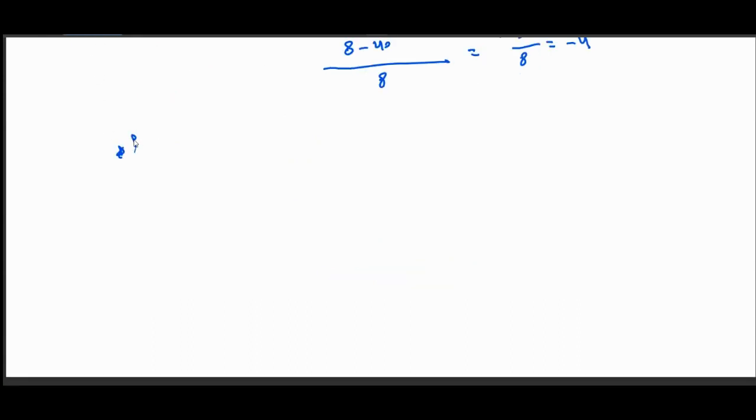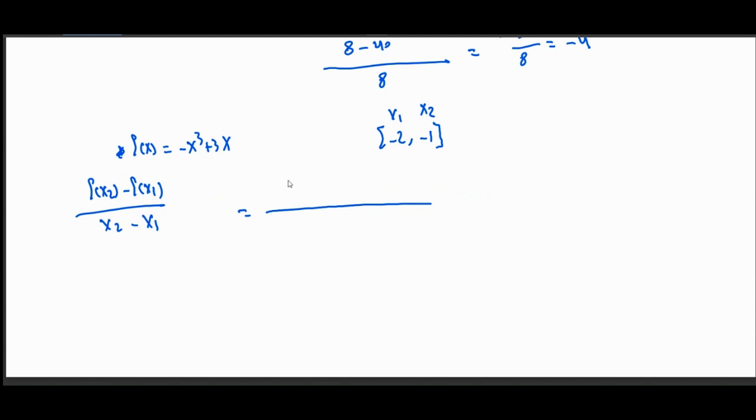Another example. Find the average rate of change of the function f of x is equal to negative x to the power of 3 plus 3x in the interval negative 2 and negative 1. Same thing: f of x2 minus f of x1 over x2 minus x1. This is x1 and this is x2, so f of x2 is negative 1 to the power of 3 plus 3 times negative 1, minus negative 2 to the power of 3 plus 3 times negative 2, all over x2 minus x1, meaning negative 1 minus negative 2.